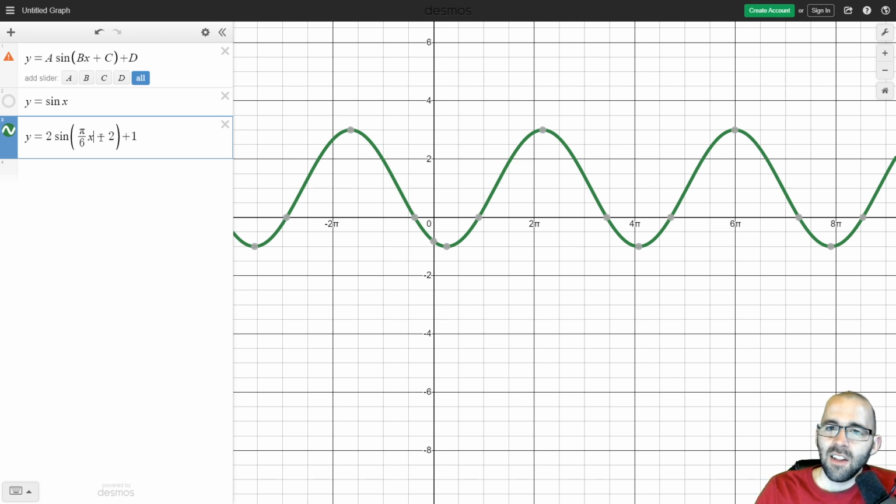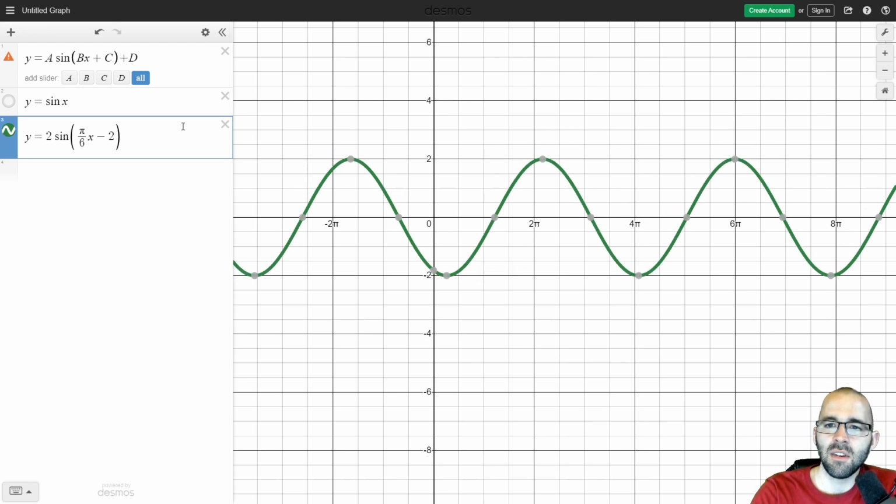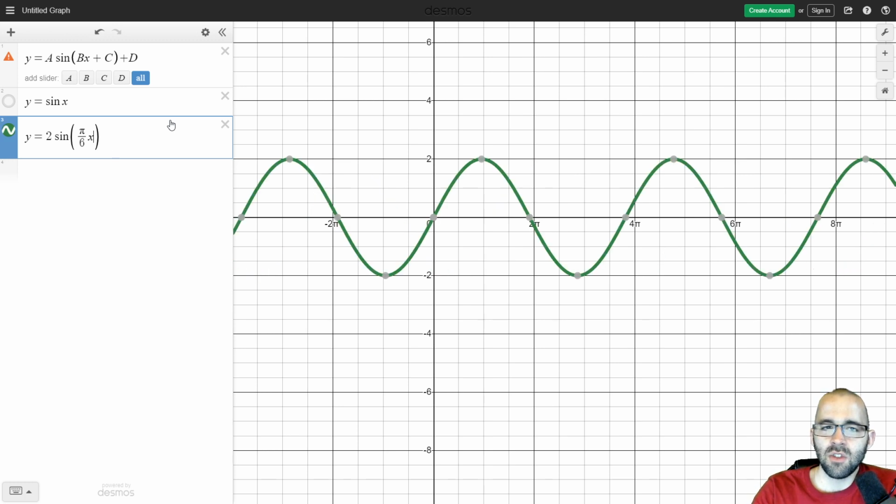Okay? This minus 2 is shifting the graph to the right. This plus 1 means that we moved everything up 1. If I got rid of the plus 1, it's the same graph, just lowered and now centered again at 0. Again, if you remove the 2, it's the same graph, just slightly moved.